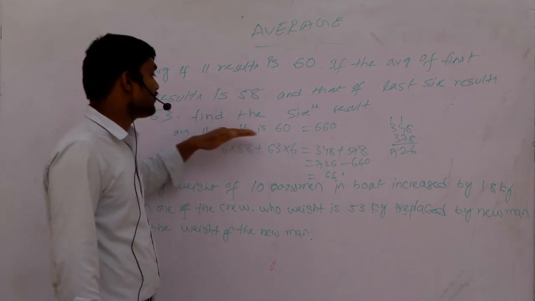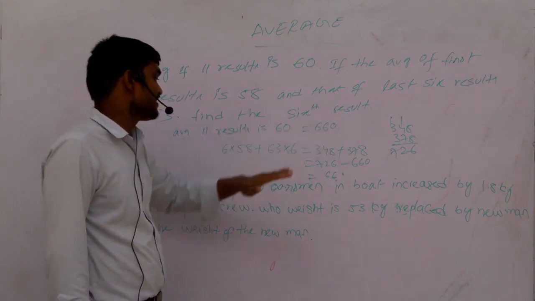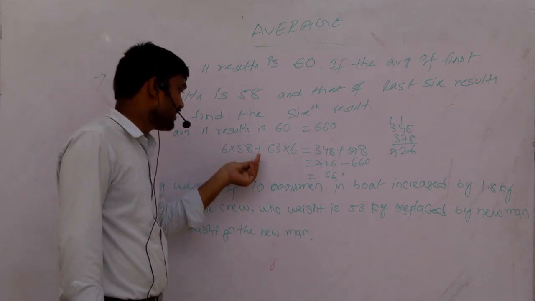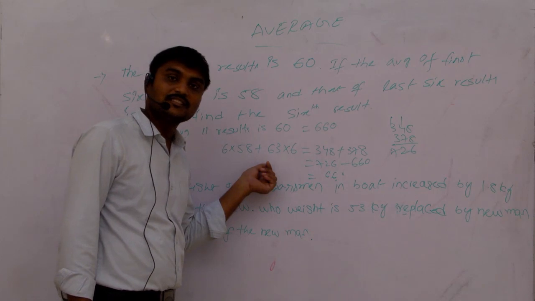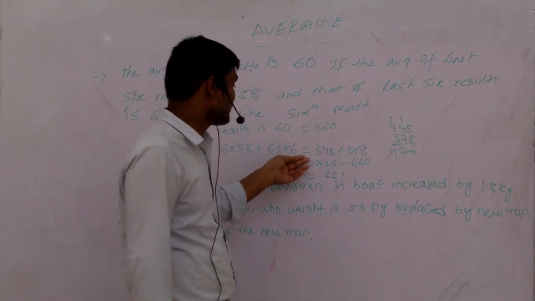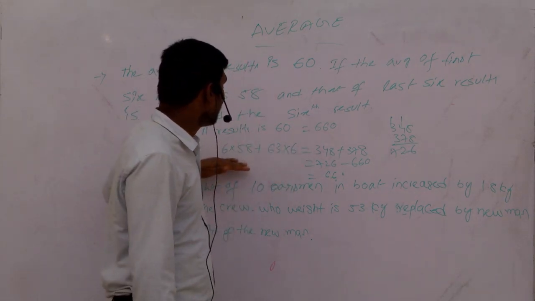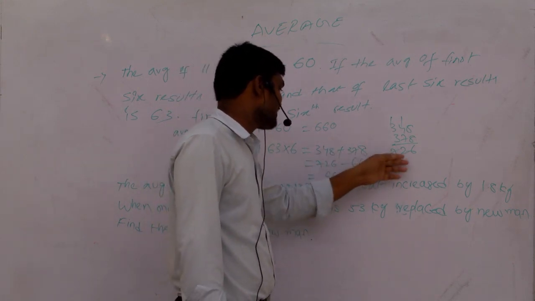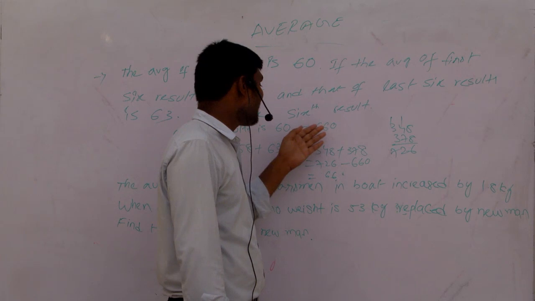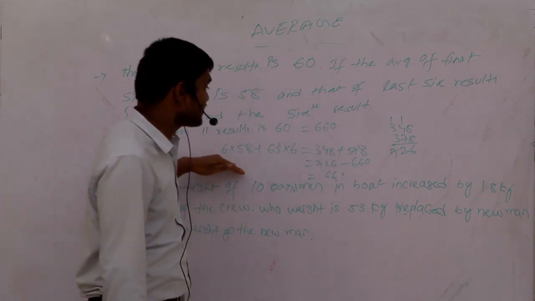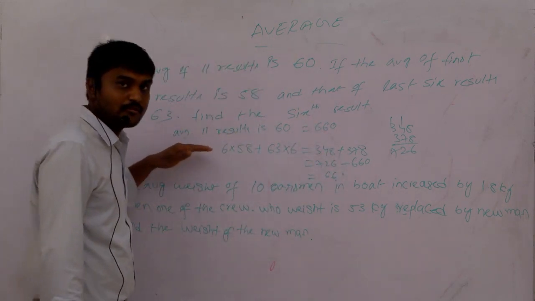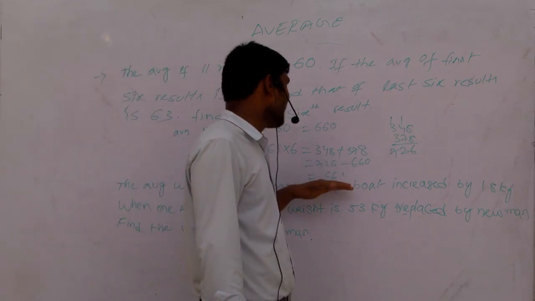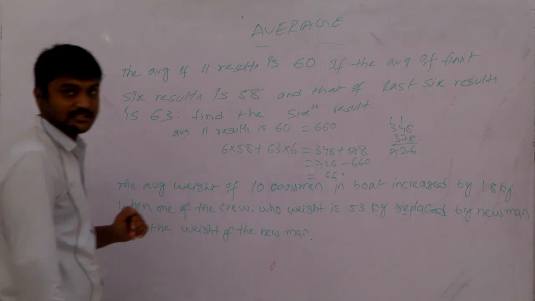So the average of 11 results is 60, so that's why 660. The average of the first 6 results is 58, so 6 into 58. The average of the last 6 results is 63, so 63 into 6. So 348 plus 378 is 726. This is the 12 results, and this is the 11 results. So 12 results minus 11 results, 726 minus 660, so 66.